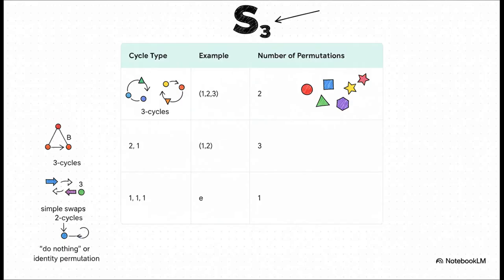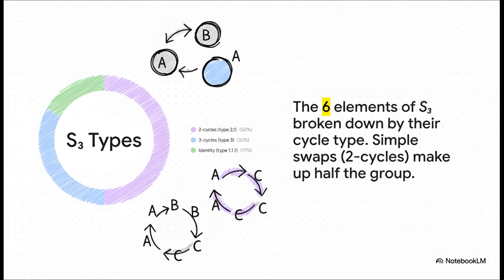Let's go back to our old friend S3. Remember, it has 6 elements. Well, using this idea, we can see they all fall into 3 distinct cycle types. You've got 2 big 3 cycles, you've got 3 simple swaps, and you've got the 1 do-nothing permutation, which is just 3 1 cycles. And if you look at it visually, it's pretty stark.